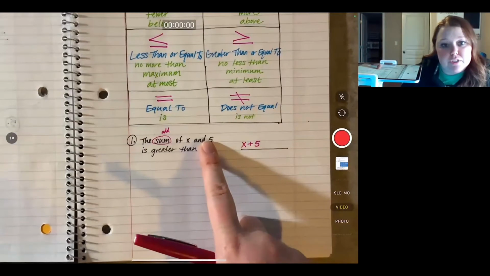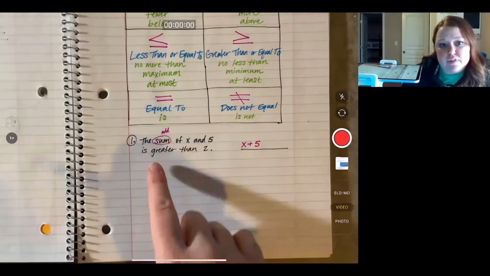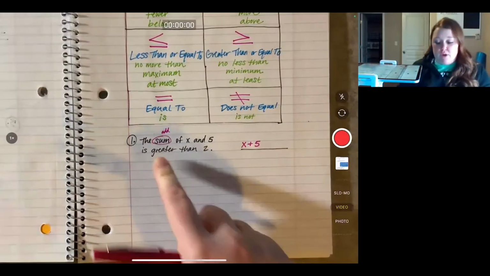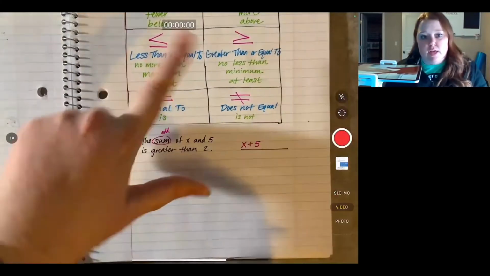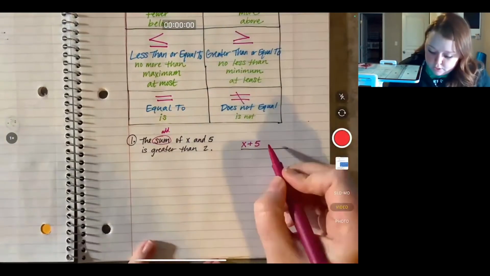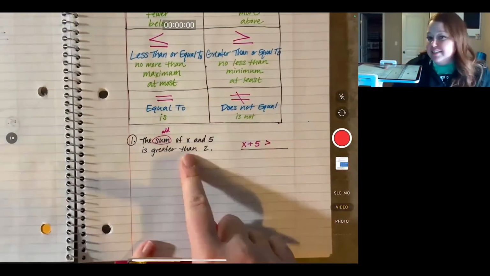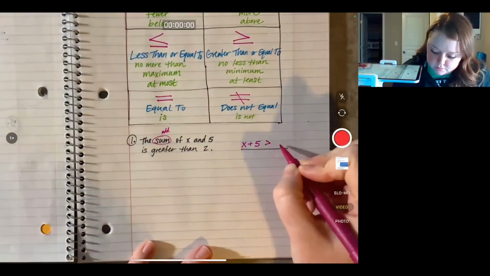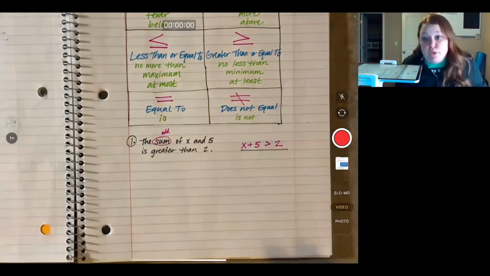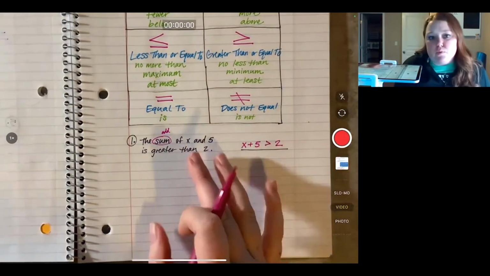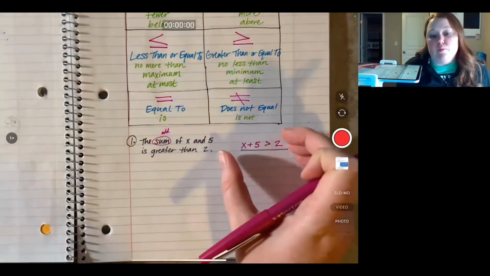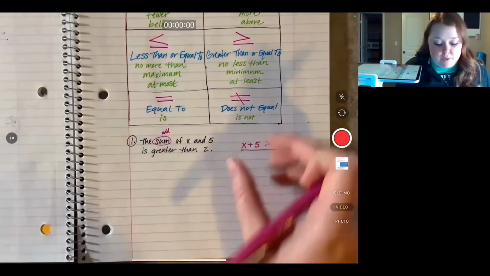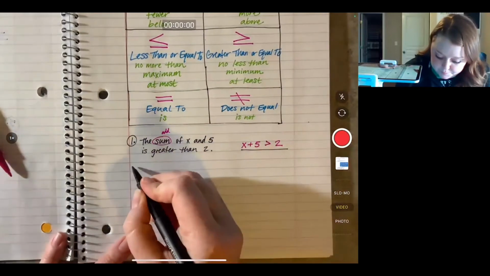But we have more information. We know that the sum of X and 5 is greater. That means more. Okay, so greater. Well, L is less, so it has to be this guy. Greater than, and it doesn't say or equal to, so we're not going to put the line underneath. It's just greater than 2. Boom, you're done. Okay, that's all we're doing here is we're making sure you can read a statement and put it into a mathematical statement. So read a phrase, put it in a mathematical statement. Okay, number 2.